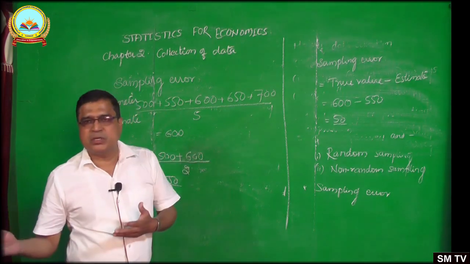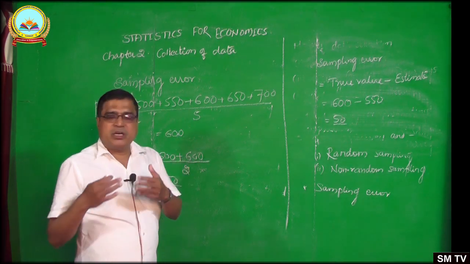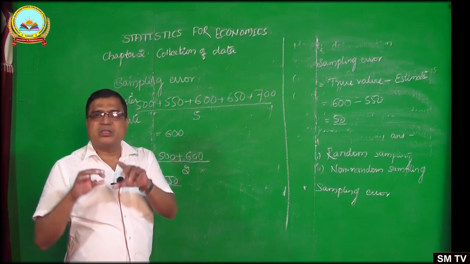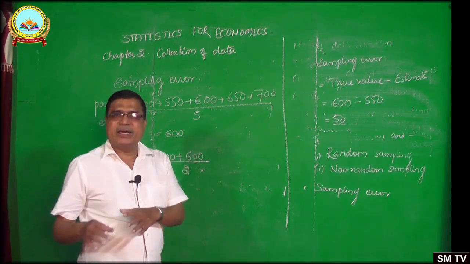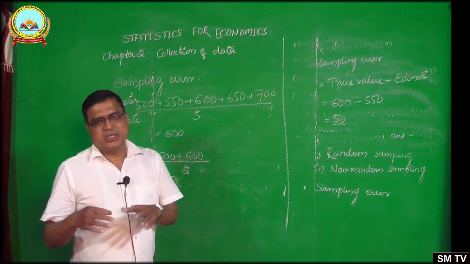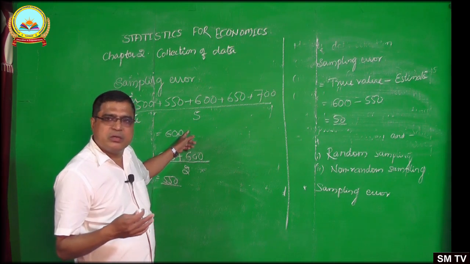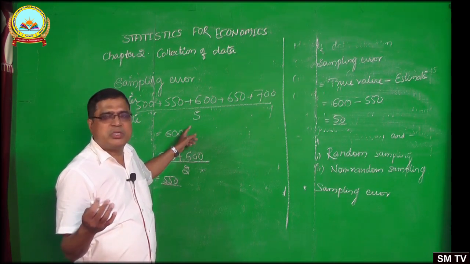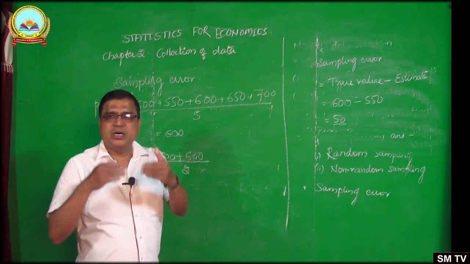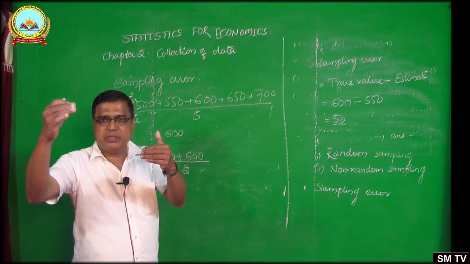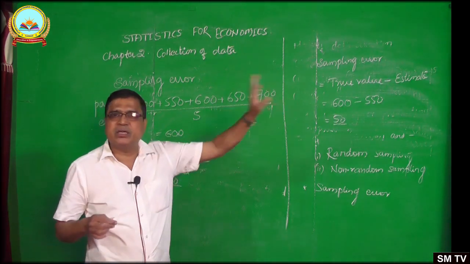So you can have different samples. The sample is always smaller than the population, so error will be there. Sometimes luckily the estimate may coincide with the parameter, but in most cases they differ. The difference between the true value of the parameter and the estimate is called sampling error.